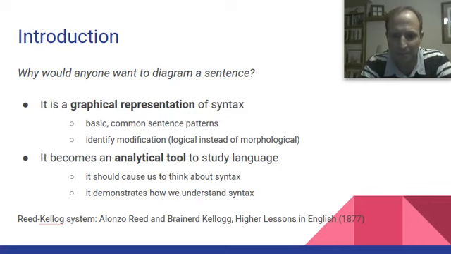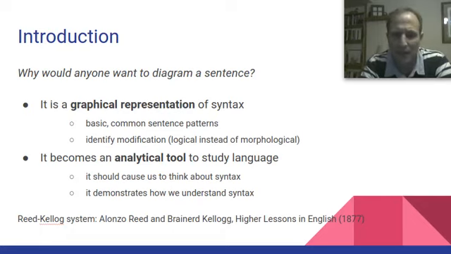And then the idea is that this becomes an analytical tool to study language. In other words, it's designed to make us think through the issues of syntax, think about what modifies what, think about what kind of structure we're dealing with, and then it allows us to see if we have actually understood the sentence in the same way as somebody else, for example.